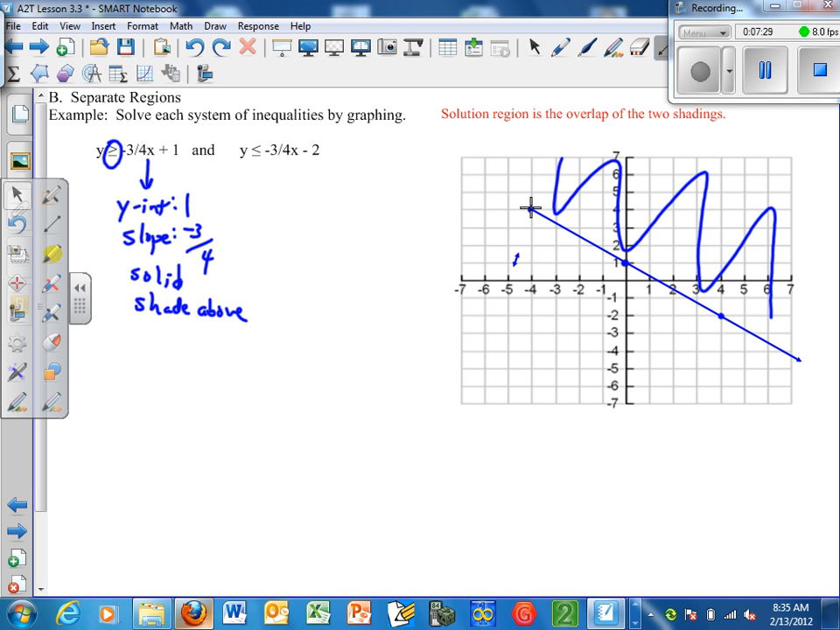Now let's write the second one down. Let me do that in green. That is also going to be the y-intercept is going to be -2. The slope, I'm just going to use an M this time, is -3/4. So notice that slope is the same as the other one, so that should tell you something about the lines. Okay, and this one is also a solid, and we're going to shade below because it's away from y.